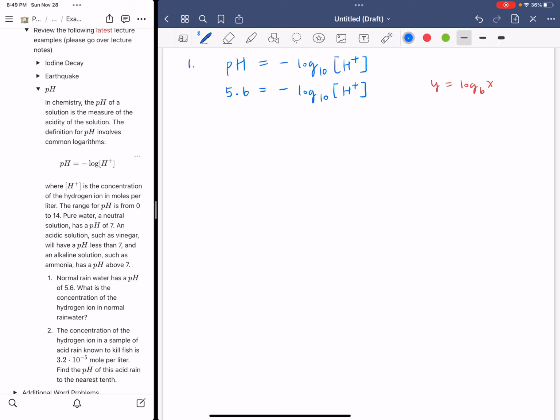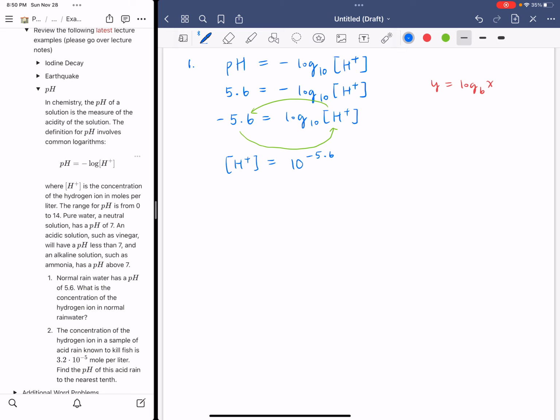Or, you could divide both sides by -1. It's the same thing. So we're going to put negative 5.6, and then on the right-hand side will be log base 10 of H+. And then we're going to do the swap. So we're going to swap negative 5.6 and the H+. After swapping, we will have concentration of the hydrogen ion equals 10 to the negative 5.6.